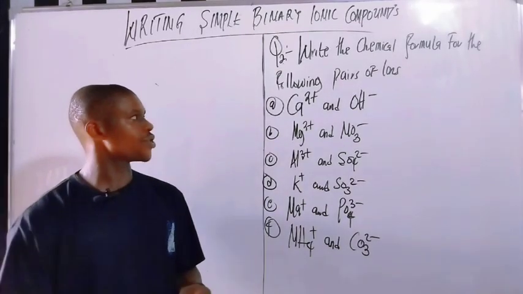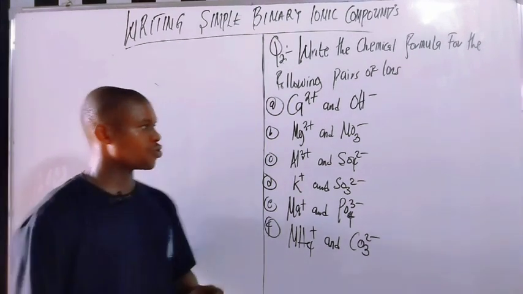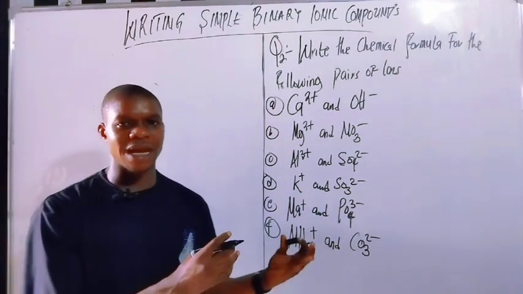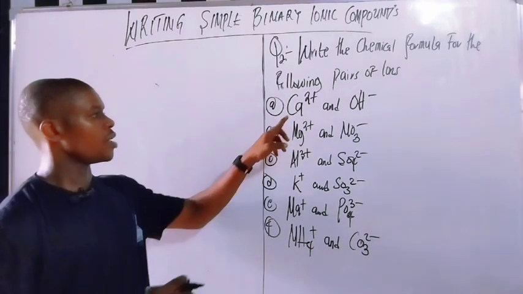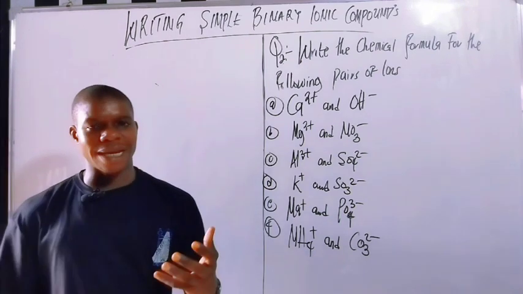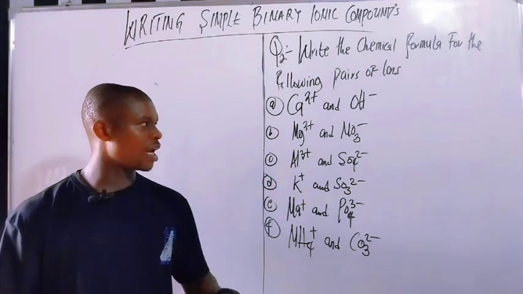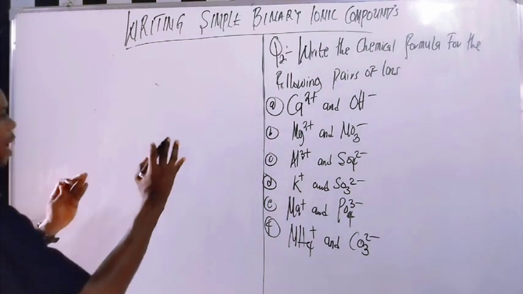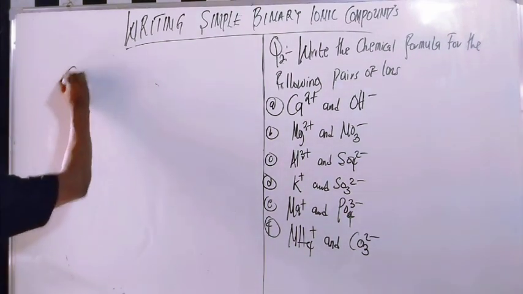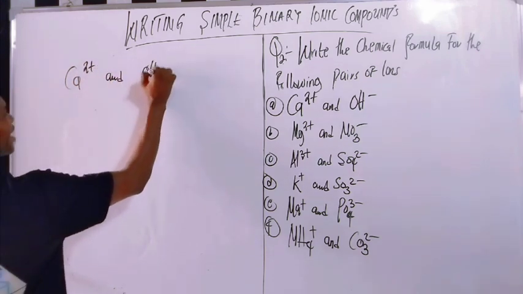So let's look at question 2. It says write the chemical formula for the following pairs of ions. Now this one involves monoatomic ions and polyatomic ions. Here we have a monatomic ion, here we have a polyatomic ion. So how do you write it? It's very easy, just like the first one we have done. So now when you write this one, it's going to be Ca2 plus and OH minus.